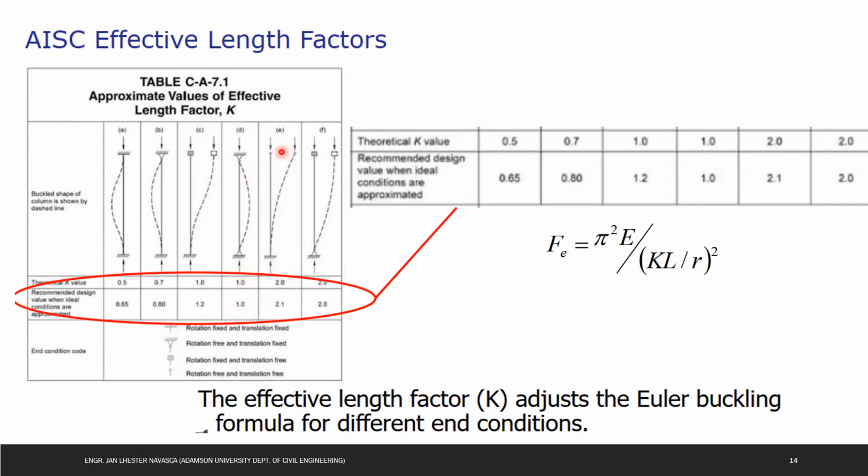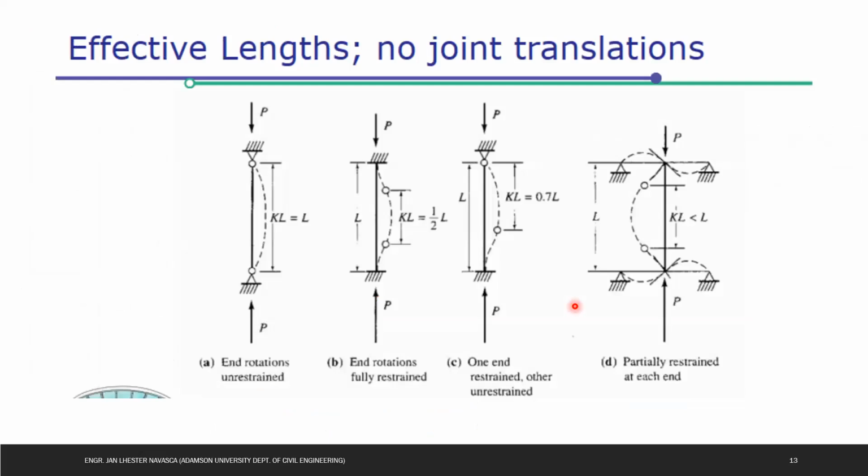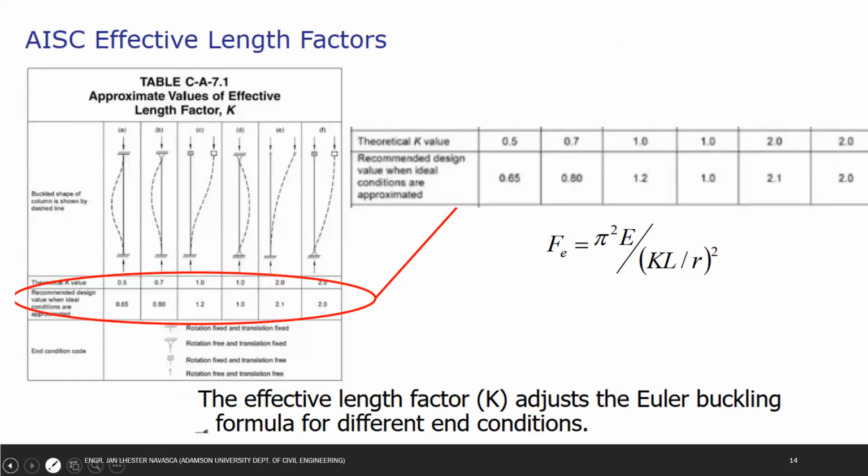We have fixed and free. So you have a theoretical value of K, and the recommended design value is 2.1. So that is the AISC effective length factors. Then this one, we call it Fe, the Euler buckling stress, is the same as the notation sigma CR. This is the notation used in the AISC manual.